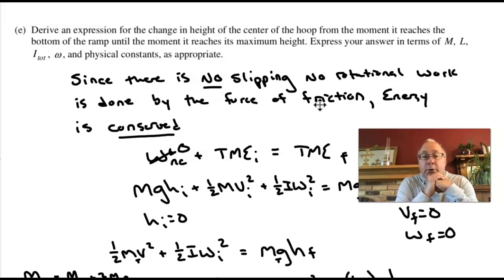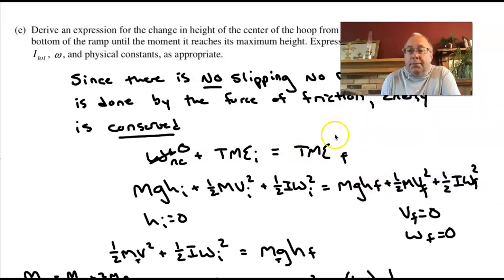So in this case, when there's no slipping, energy is conserved and there won't be any work done by a non-conservative force. So our total mechanical energy initial should equal our total mechanical energy final, just like we've always done the conservation of energy problems.